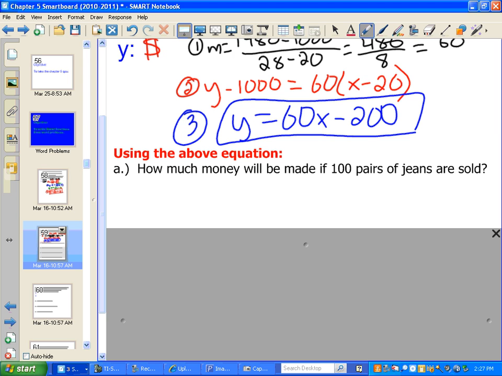You can see this one, grab it if you want. So where does that go? How do we find this? How much money is American Eagle going to make if 100 pairs of jeans are sold?